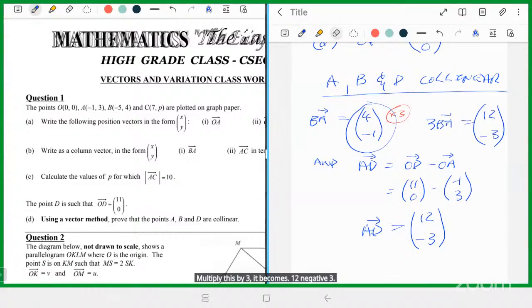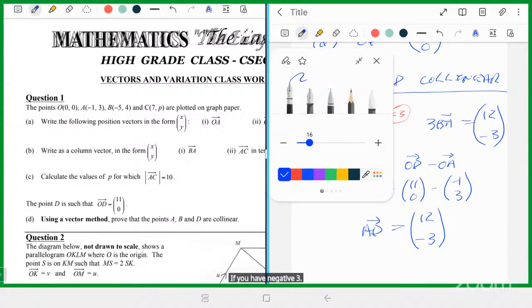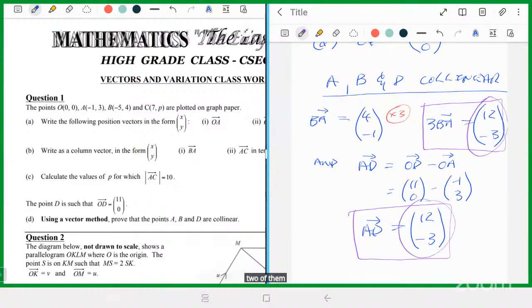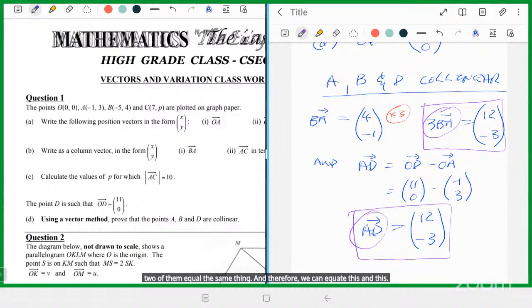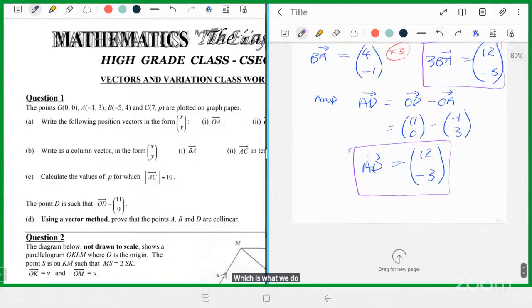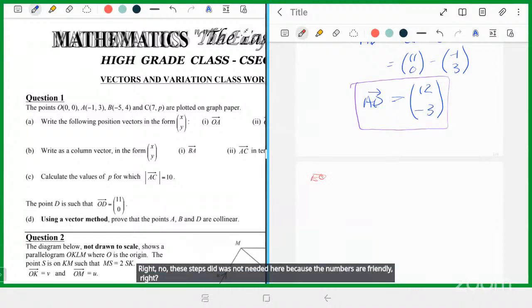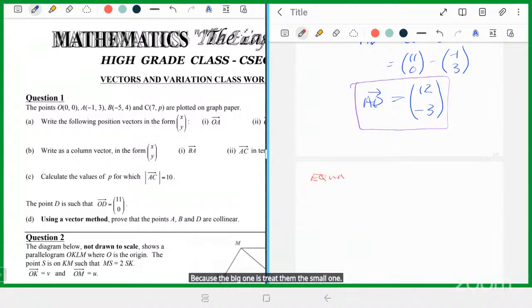12 negative 3. And so we're now comparing these two, this one and this one. Two of them equal the same thing, and therefore we can equate this and this, which is what we do. So our next step is to equate. Now this step was not needed here because the numbers are friendly. We say that the big one is 3 times the small one. But if we're going through the process, we'd have to equate at this step.